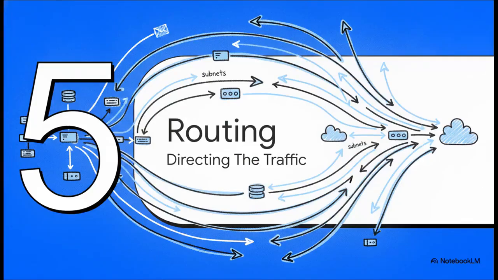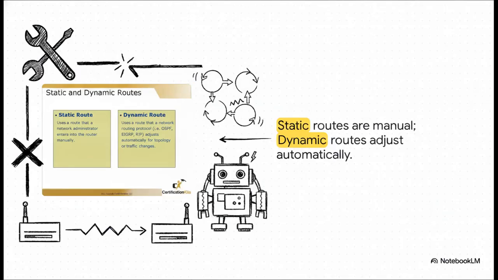Let's shift gears to Section 5, Routing, Directing the Traffic. So our naming system is working, and our IP addresses are perfectly zoned into subnets. But how does the data actually travel from point A to point B? Routing basically comes in two flavors, static and dynamic. A static route is exactly what it sounds like, literally typed in by a network admin. It's fine for a small test lab, but if a cable gets cut, the whole route breaks.